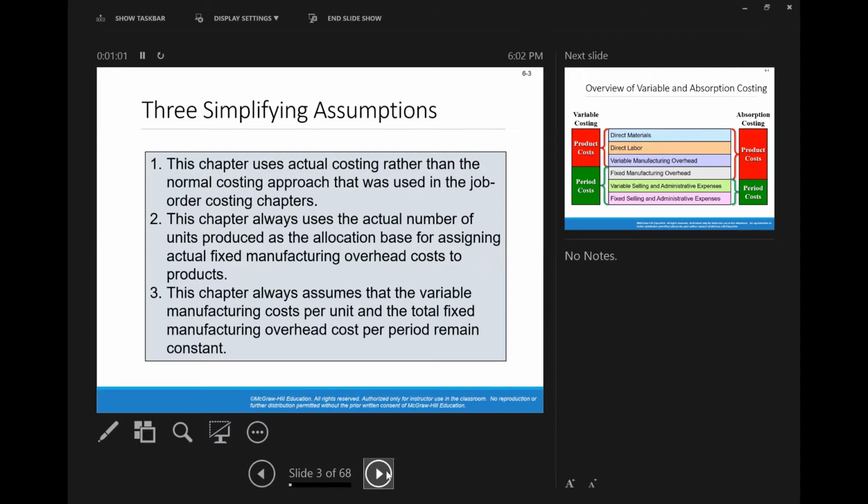So for this chapter, we're using actual costing rather than a normal costing approach that we use in job order costing. So again, we're just looking at actual costs. We're not doing that predetermined overhead. And then we're looking at the actual numbers that were produced as the allocation base and assigning actual fixed manufacturing overhead costs. And it always assumes that the variable manufacturing costs per unit and total fixed manufacturing overhead per unit remain constant. So we'll look at the costs, they're going to remain constant. The only thing that's going to change in our scenarios is probably either the quantity or maybe a sale price.